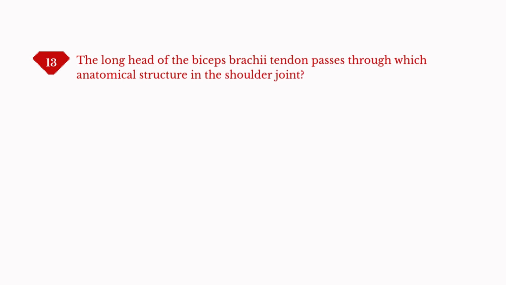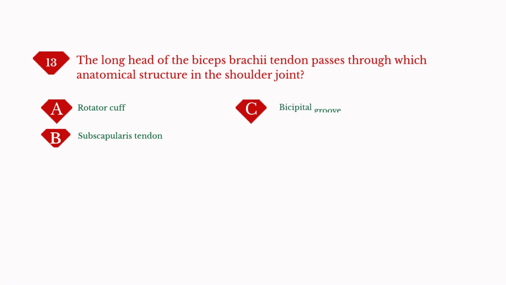The long head of biceps brachii tendon passes through which anatomical structure in the shoulder joint? A. Rotator cuff. B. Subscapularis tendon. C. Bicipital groove. D. Glenoid labrum.